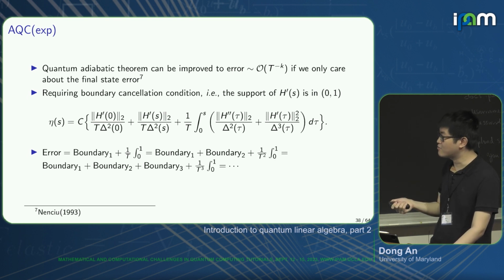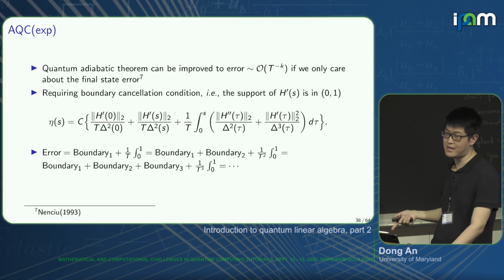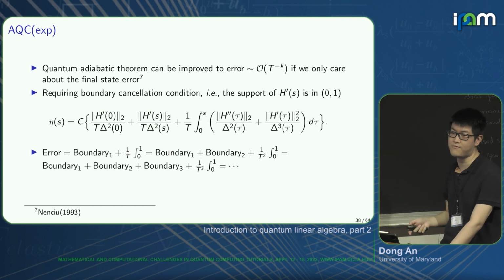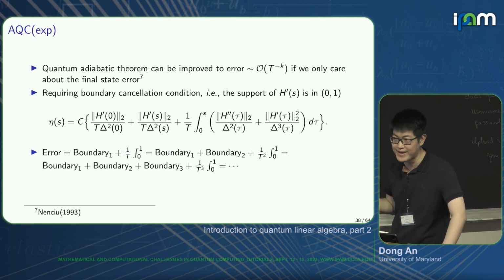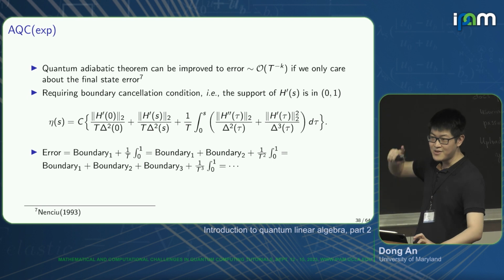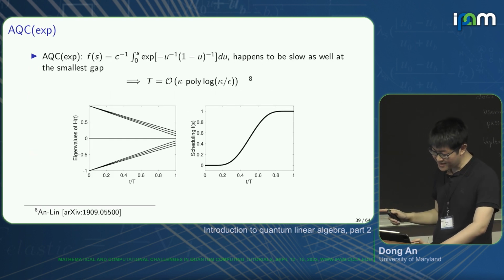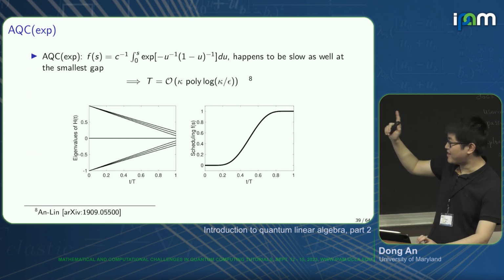And then I will do the integration by parts again. I will have a third boundary term. I will have 1 over t cubed. And then under the boundary cancellation condition, all the boundary terms are 0. And then what I will get is a high order dependence in terms of 1 over t. So this is why we can get a better dependence in terms of t if we have the boundary cancellation condition. And with that, this is probably the final slide for the adiabatic problem.